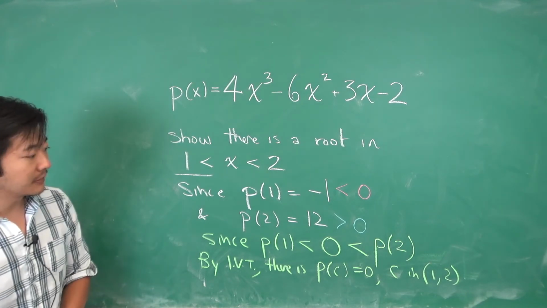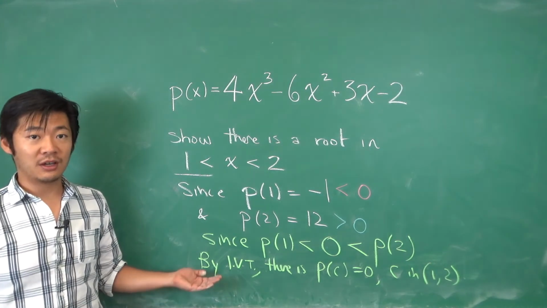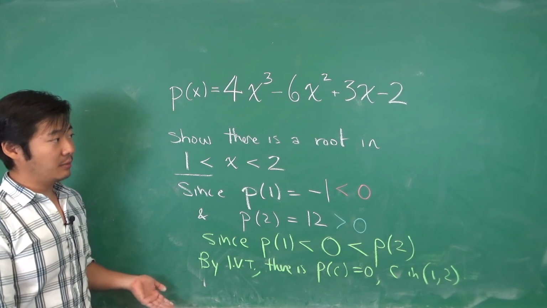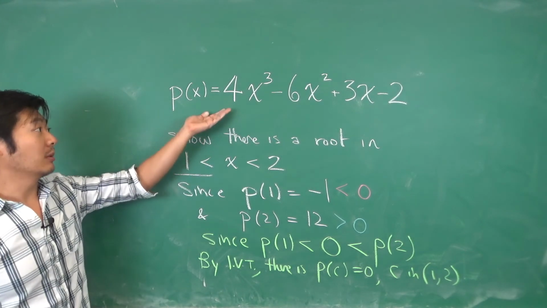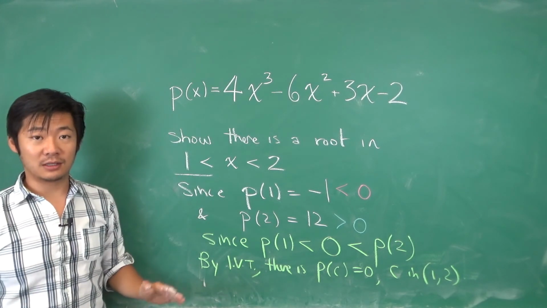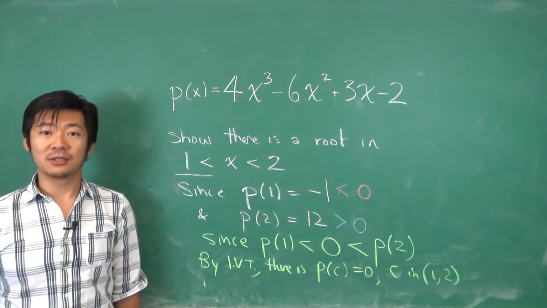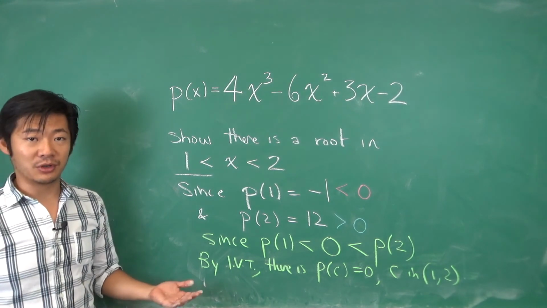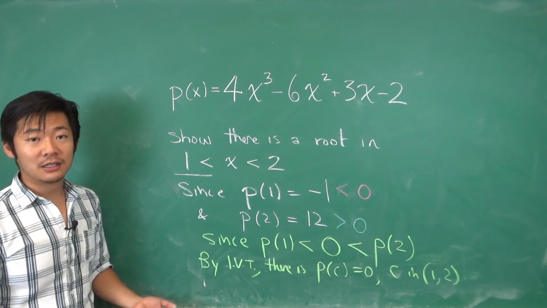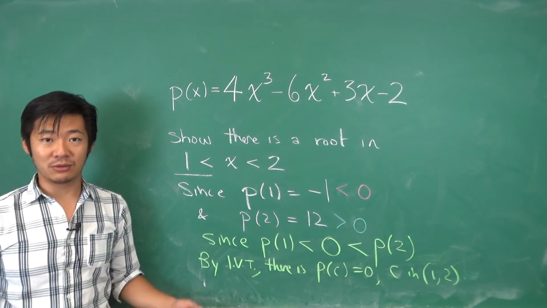It might make sense to first know that there exists a root before we try to find a root. Remember, this is a cubic, so it's quite difficult to try to find a root. So if you want to use a computer to try to approximate it, you want to make sure that there is a root there to begin with.